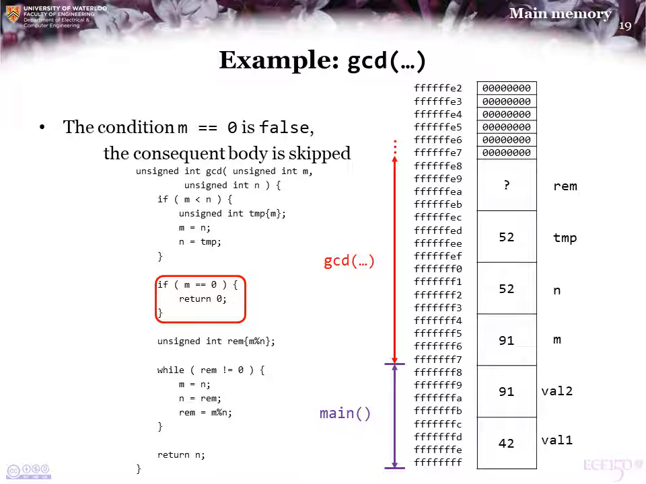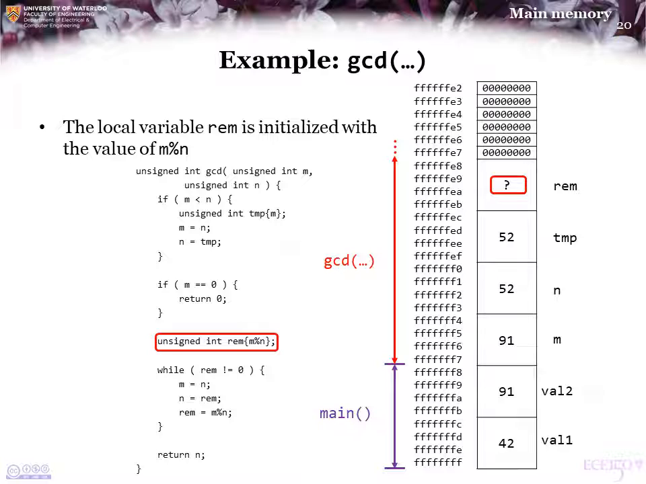Looking at the next conditional statement, we see that it is false and therefore not a problem. The consequent body will not be executed. Instead, we jump to the next statement, which is a declaration of the local variable rem, and it will be initialized with the calculation m modulo n. Now, m modulo n is going to be 39, as that's the remainder that's left over. So rem is initialized with the value 39.